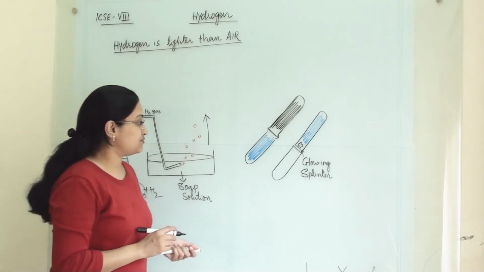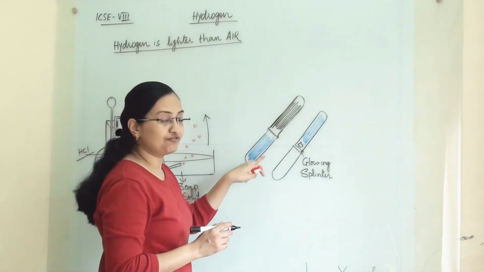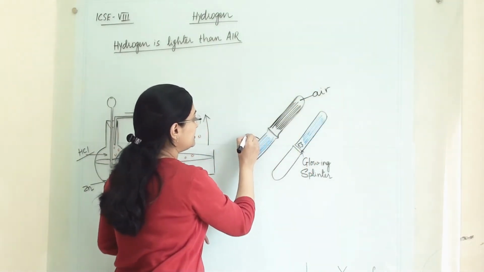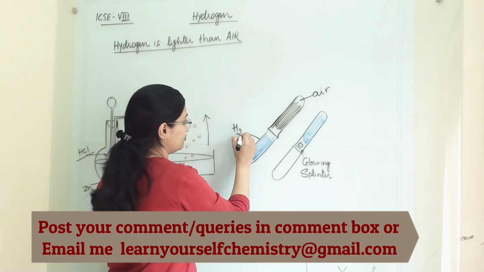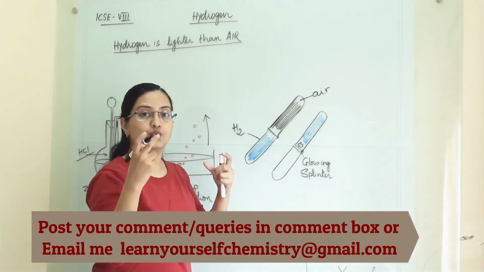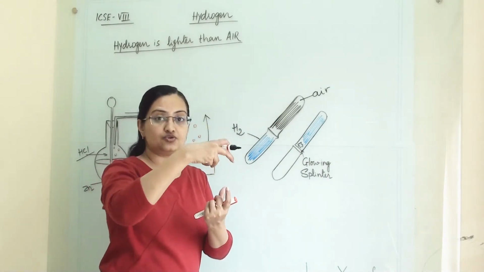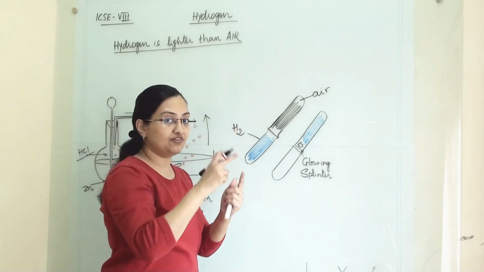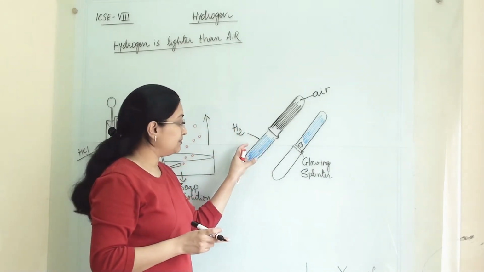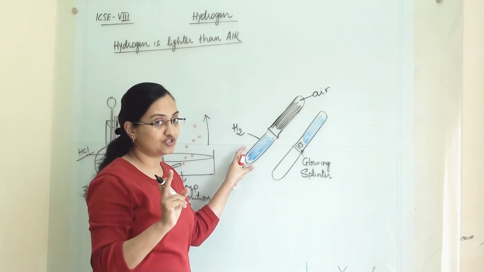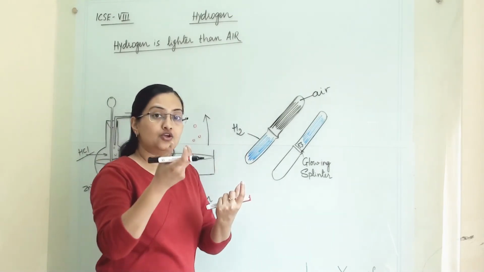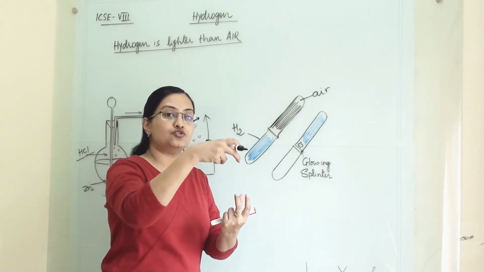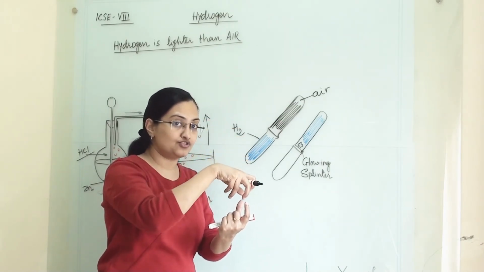In the second experiment, we have taken two different test tubes. In this one we have filled air, and in this one we have taken hydrogen gas. Now we are placing one test tube on another, and we have to take care that the test tube below has to be the hydrogen gas test tube. Now you are placing the air-filled test tube on the mouth of the hydrogen gas test tube for some time.